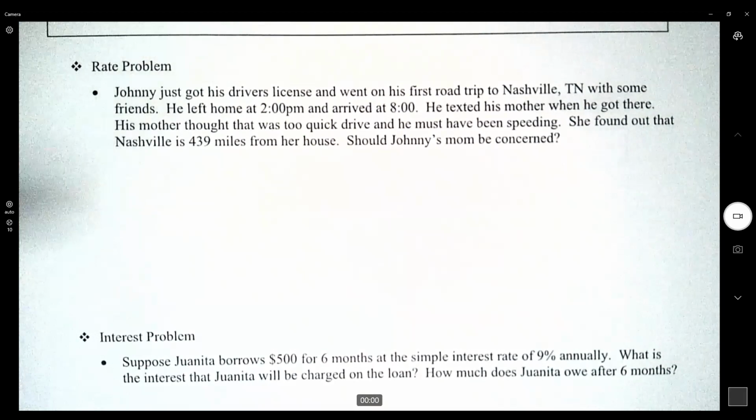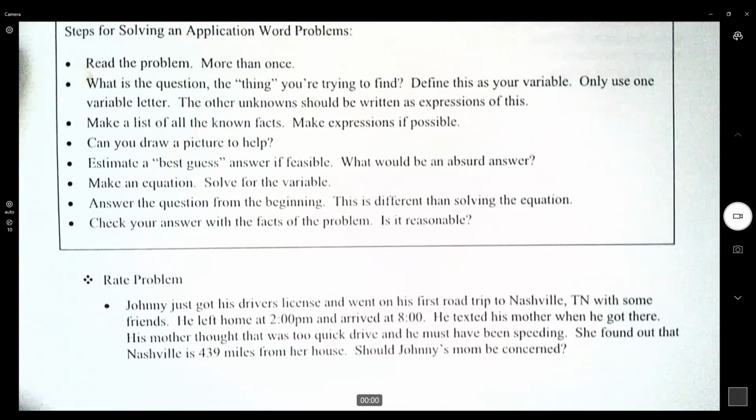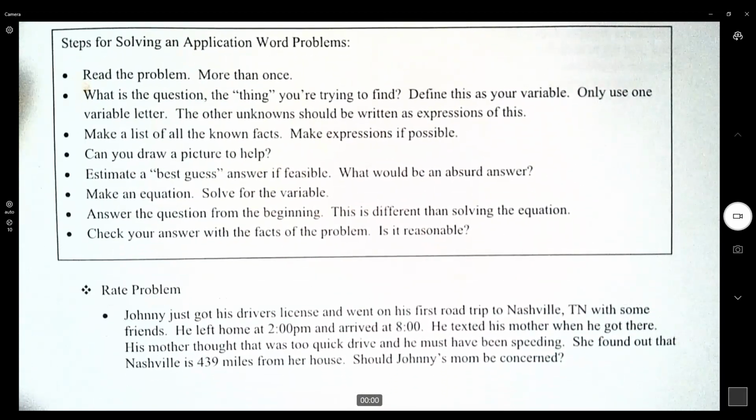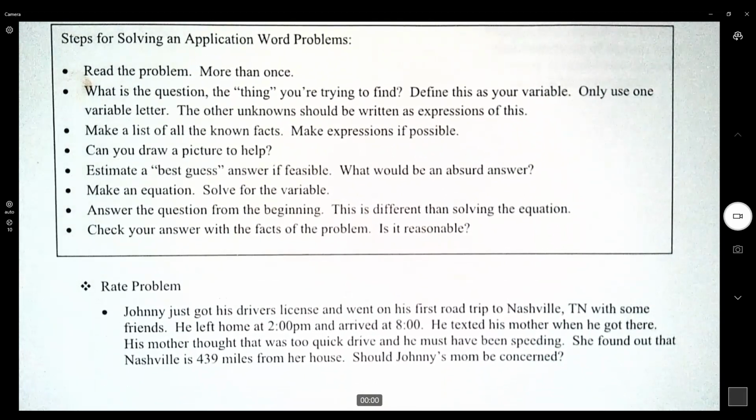So back up to the instructions that we had up above. First, read the problem more than once. So now's a good time to pause the video and read the question one more time at your own speed. Once you're done reading it again, ask yourself, what is the thing that you're trying to find? Usually it's the last sentence in the question. Right here it says, should Johnny's mom be concerned?